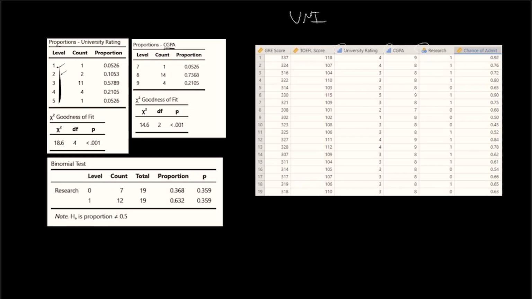Also for the CGPA score with 3 different outcomes, the chi-square tells us there is a difference in the number of students who have those scores, 7, 8, and 9. We can see that clearly in the table as we read. The last one I did is the research as well. So for the research, for the 2 groups, these are the distribution, 36 and 63%.